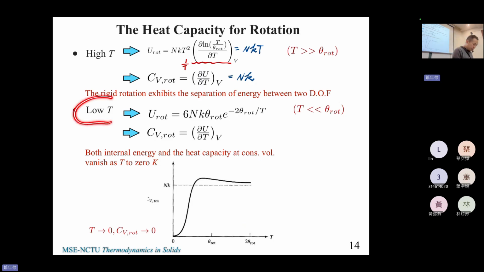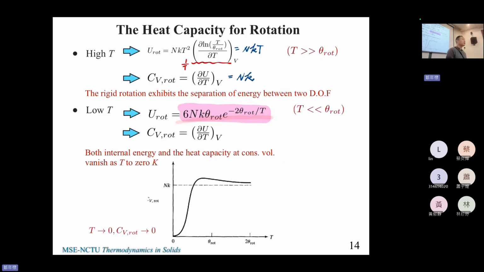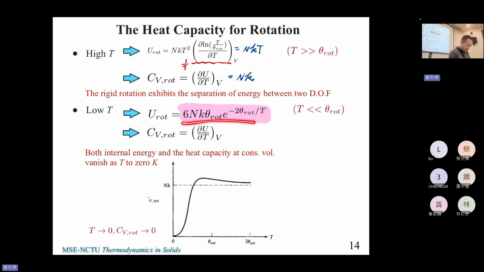Now, for the low temperature, you substitute this into here, the U becomes NkT squared. Okay, so that's the pink one. So U rotate in low temperature looks like this. And then we do the partial differentiation for T, which is CV rot, right? We want to get the heat capacity.